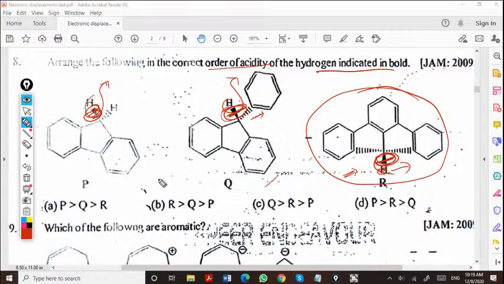Then this R, Q, and P. These two are one and the same with three rings, but the thing is more stability because all are in one plane. So conjugation will be extended if it is planar, or if it is in a single plane.